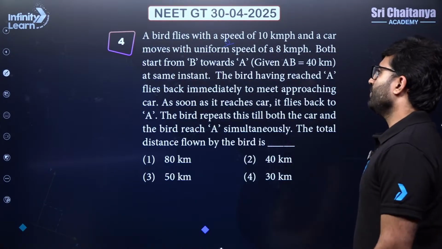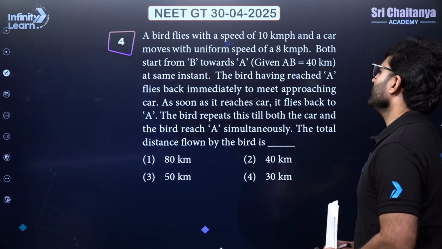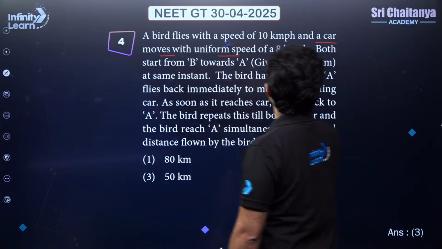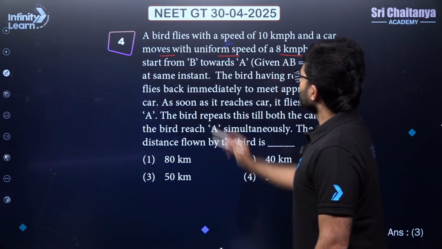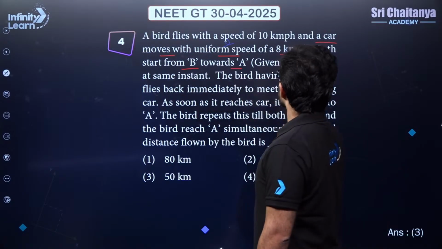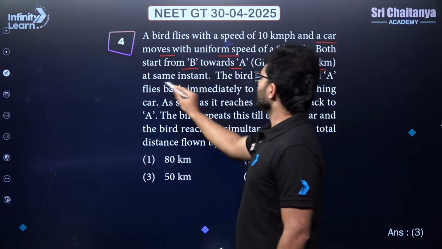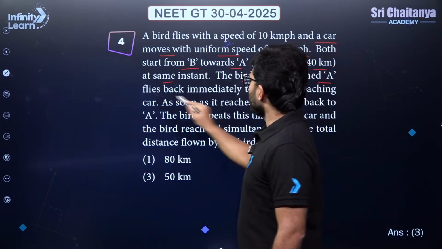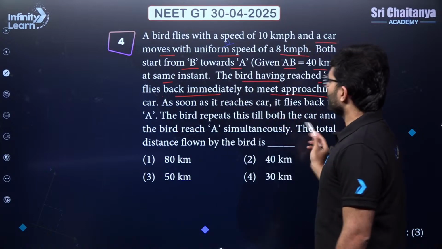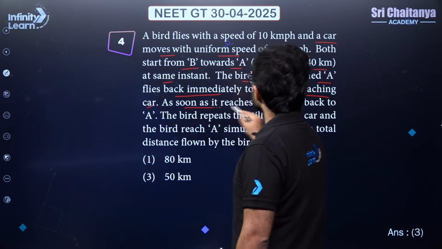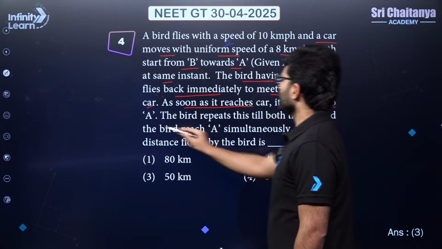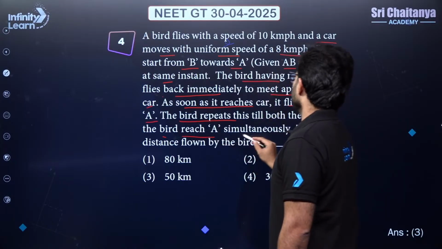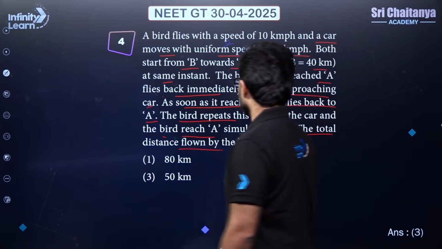Question number 4. A bird flies with a speed of 10 kilometers per hour and a car moves with a uniform speed of 8 kilometers per hour. Both start moving from B towards A. Given AB is 40 kilometers, at some instant the bird having reached A flies back immediately to meet the approaching car. Okay, as soon as it reaches the car, it flies back to A. The bird repeats this till both the car and the bird reach A simultaneously. The total distance flown by the bird is, right?